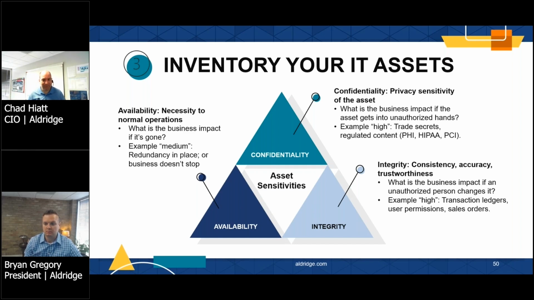That's availability. If I couldn't ever get to that information again, is that a high impact? Is that a medium impact? Is it a low impact? If I can't get to it for a day or a week, is that high, medium, or low? You decide what's high, medium, and low, what makes sense to you.